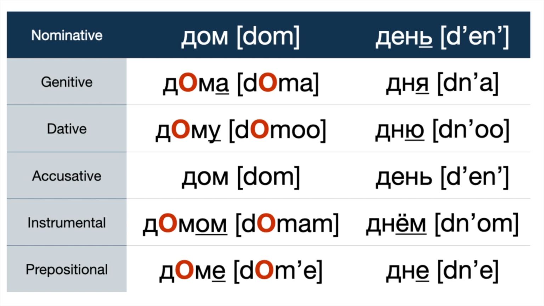Now let's have a look at the second column. This word ends in the soft sign. День, a day. Nominative, день. Genitive, дня. Dative, дню. Accusative, день. Instrumental, днем. Prepositional, дне.